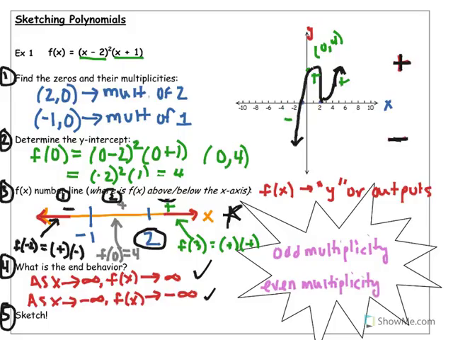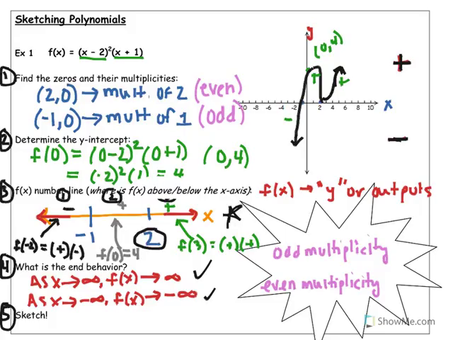Okay, so looking at our example in f of x, we can see that the (2, 0), since that's a multiplicity of 2, is going to be an even multiplicity. And (-1, 0) had a multiplicity of 1, and that's going to be an odd multiplicity. But what does that mean in terms of our graph?